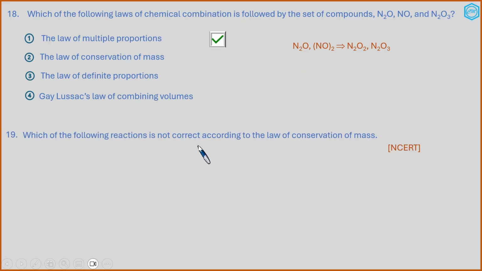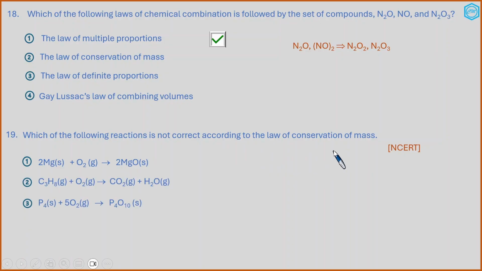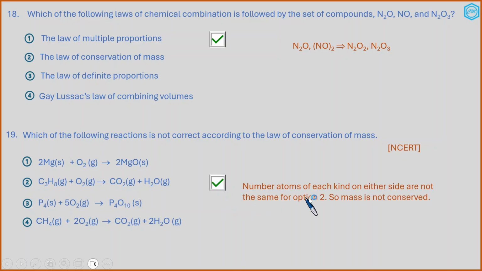Which of the following reactions is not correct according to the law of conservation of mass? Option 1, option 2, option 3 and option 4. In the second one, there are 3 carbon atoms on one side, but only 1 on the other. So this equation is not balanced. Therefore, option 2 is the correct answer. The number of atoms of each kind on either side is not the same for option 2, so mass is not conserved.